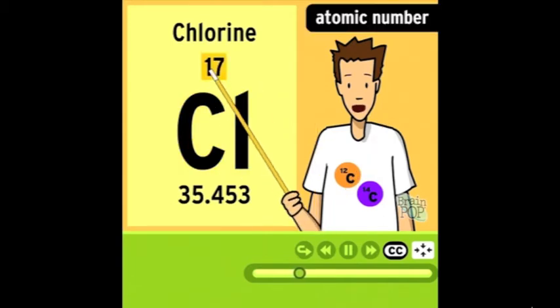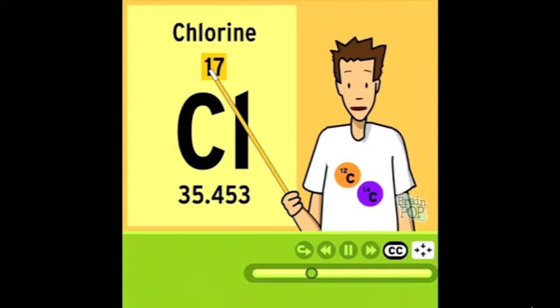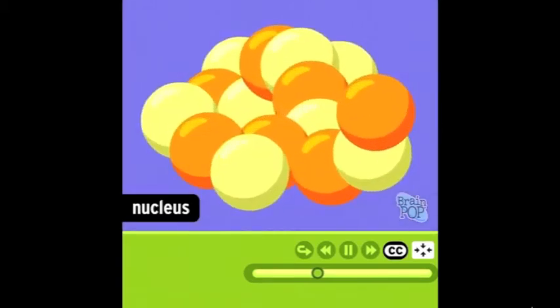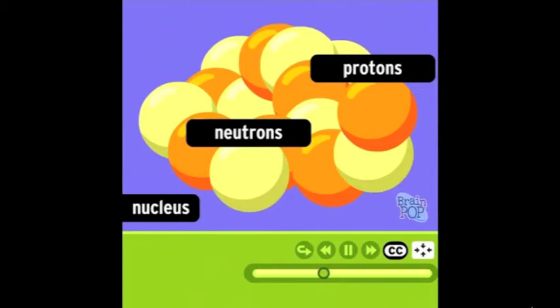That number above the symbol is the atomic number for chlorine. The atomic number of an element tells you how many protons are in each atom. Every single atom of chlorine in the universe has 17 protons in its nucleus. The nucleus, as you should remember, Moby, is the cluster of particles at the center of the atom. It's made of particles called protons and neutrons.